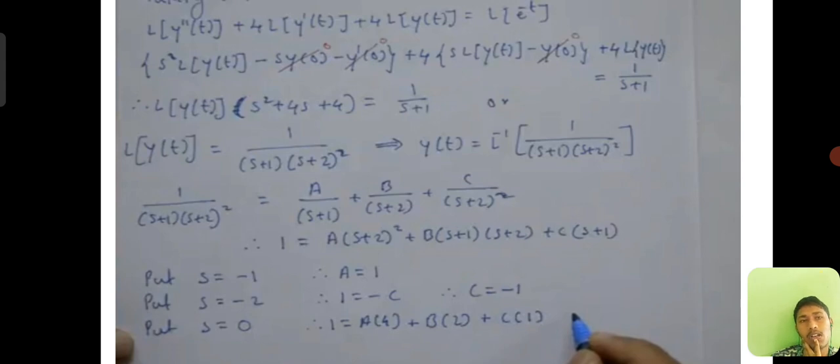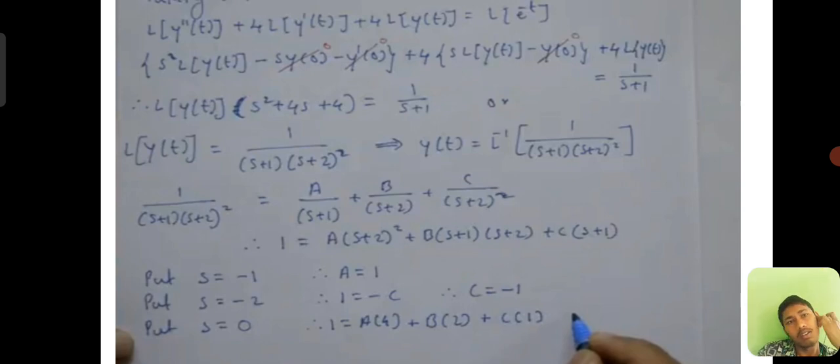We apply the partial fraction equations, and we get a by s plus 1 plus b by s plus 2 plus c by s plus 2 whole square. By taking the LCM on both sides, we get 1 equals a into (s plus 2) whole square plus b into (s plus 1)(s plus 2) plus c into (s plus 1). By the general method, put s equals minus 1.